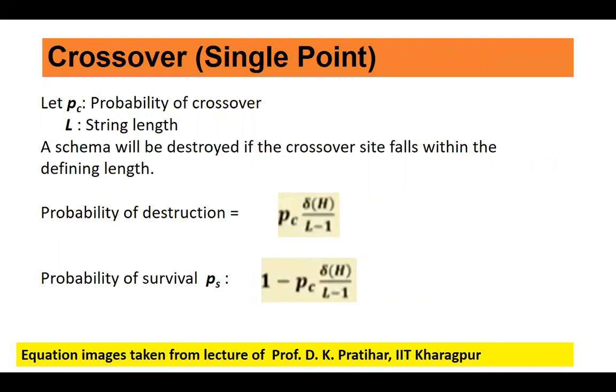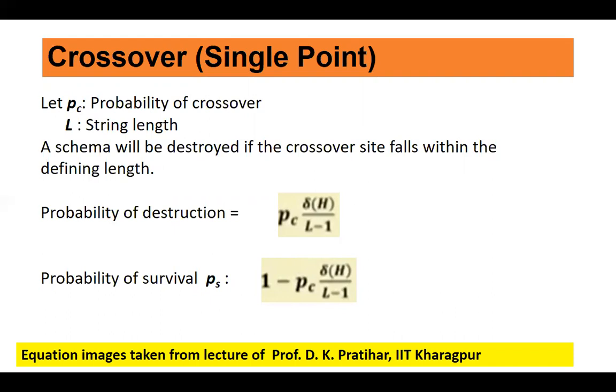Next, what we have is crossover. Let us consider a single point crossover. Suppose pc is the probability of crossover, and let L be the string length. A schema will be destroyed if the crossover site falls within the defining length. Again, we remember that the defining length is nothing but the difference between the last and the first fixed bit positions in our strings.